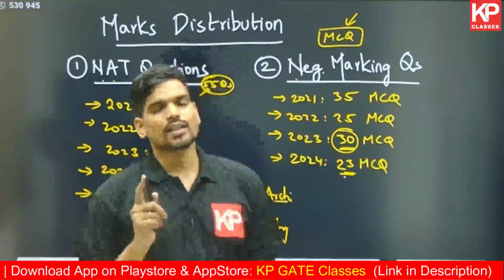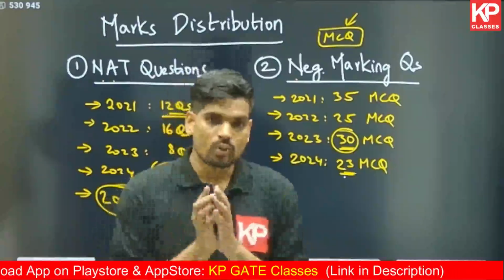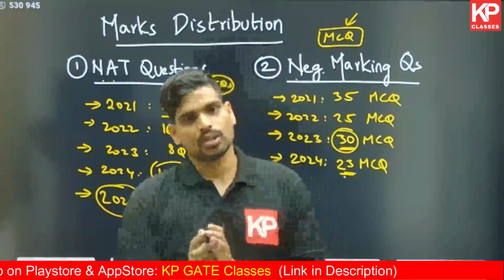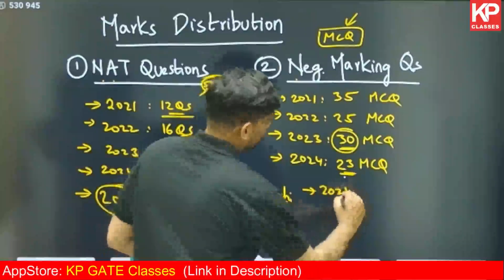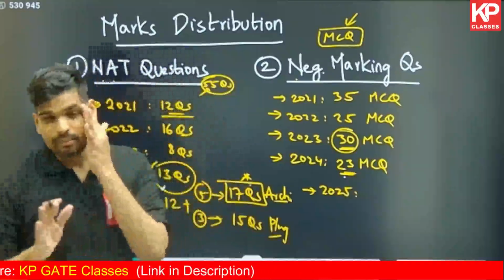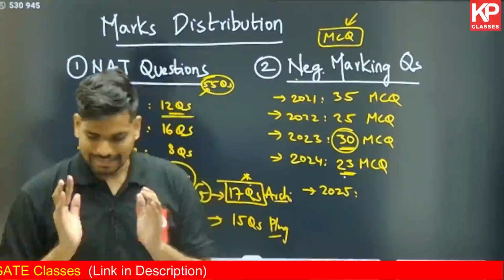You can answer and score well in the multiple select questions only if you are very good at your conceptual understanding, particularly the theory topics. That is 2024. In the year 2025, again the same number, average 30 questions, so exactly 30.